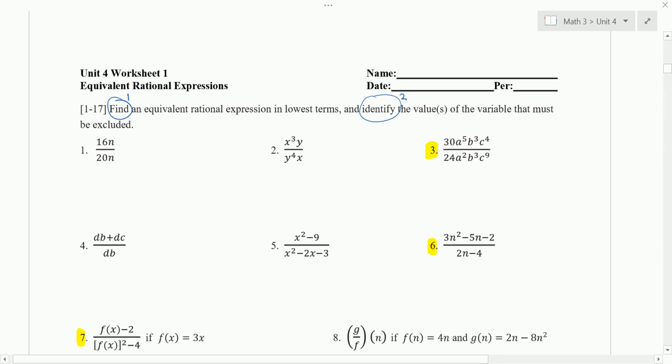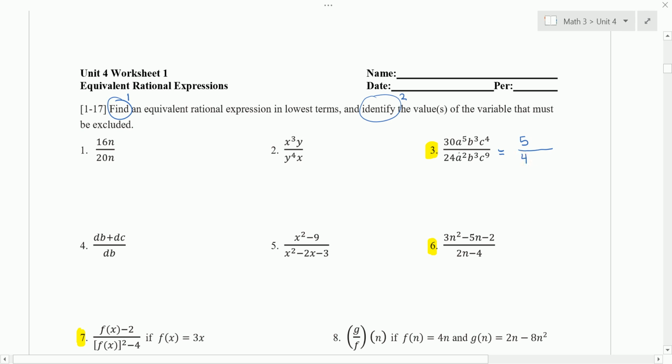So first on number 3, we're going to reduce this to lowest terms. I'm going to look at the 30 and the 24 and ask, what can I divide both 30 and 24 by? In this case we could divide them both by 6. 30 divided by 6 is 5. 24 divided by 6 is 4.